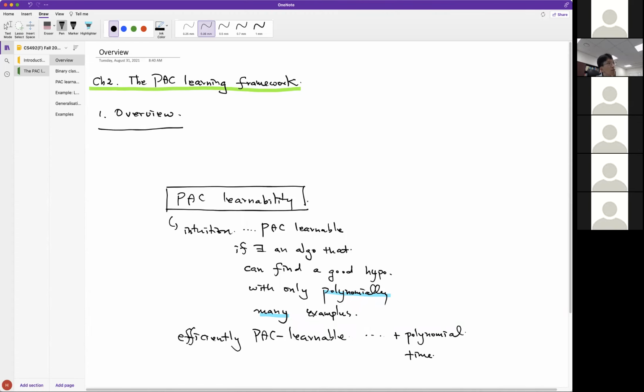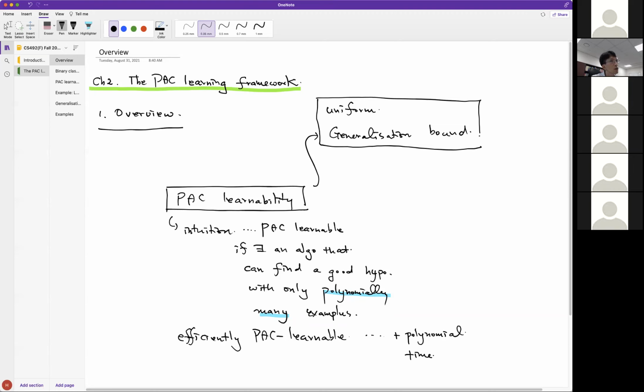But then we will soon learn, after discussing PAC learnability, an example of a so-called generalization bound. So one example of a uniform generalization bound for a certain case, which is called a consistent finite set of hypotheses. And then this uniform generalization bound is going to be a very good tool that we can use to show a certain problem is PAC learnable. Okay, so it gives us a proof technique for showing PAC learnability.